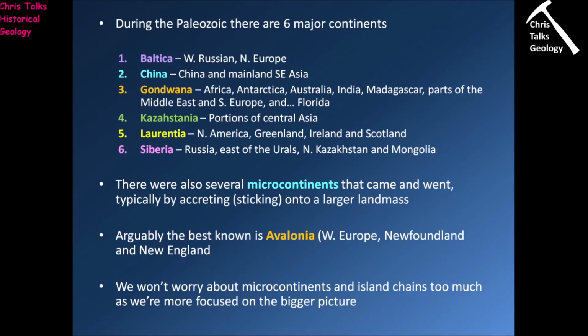So during the Paleozoic, we know there were 6 major continents. There was Baltica, which consists of Western Russia and Northern Europe, so Scandinavia. There's China, which consists of a large part of China and some of mainland Southeast Asia. There's Gondwana, that consists of Africa, Antarctica, Australia, India, Madagascar, parts of the Middle East, Southern Europe, and Florida.